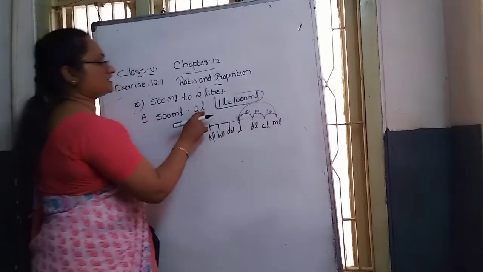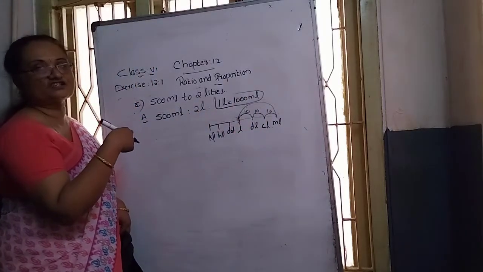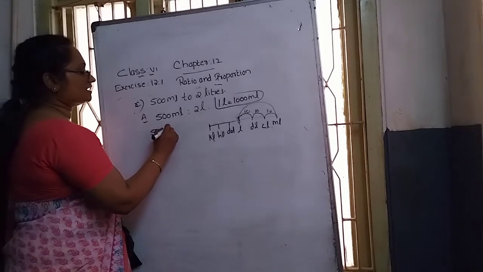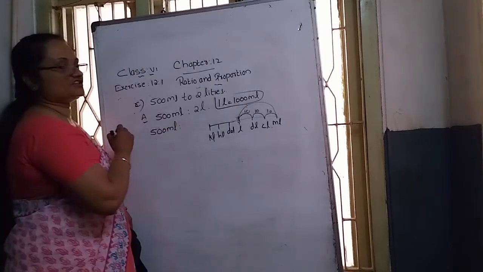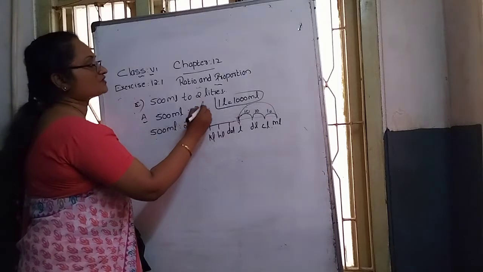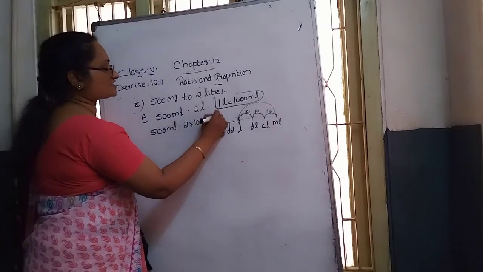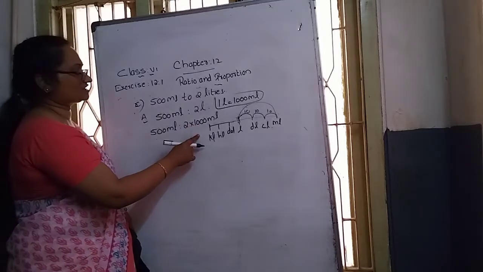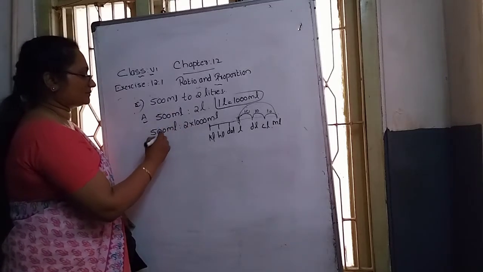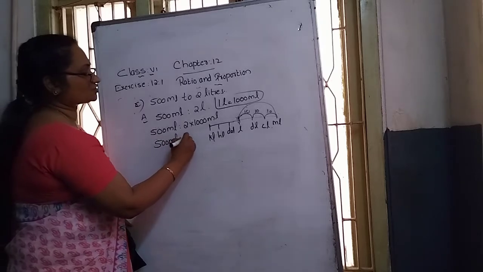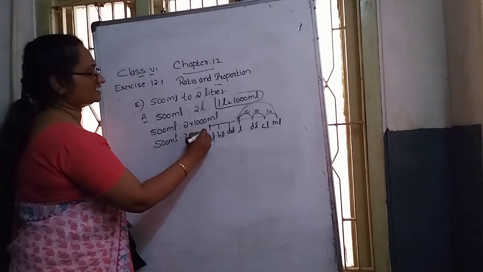That's why, when a question is given in liters, we convert it to milliliters by multiplying with 1000. The antecedent already has 500 milliliters. Convert 2 liters to milliliters by multiplying with 1000, which gives 2000 milliliters. Now both have the same unit. Then we write them in fractional form and cancel.